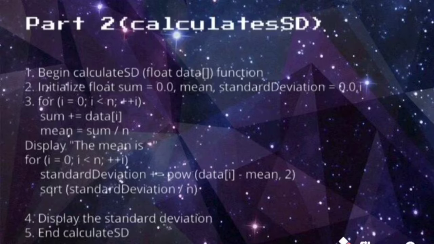Display the mean is. For the second loop which initialize i equals to 0, the condition i is less than n and i plus plus, standard deviation plus equals to power of data i minus mean, 2. The answer will be divided by n and square root it to get the standard deviation. Fourth, display the standard deviation. Fifth, end calculate ST function.